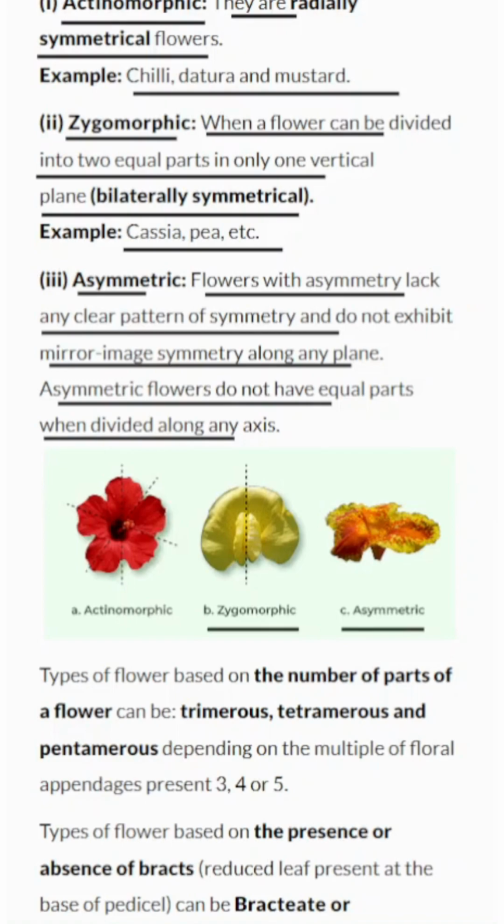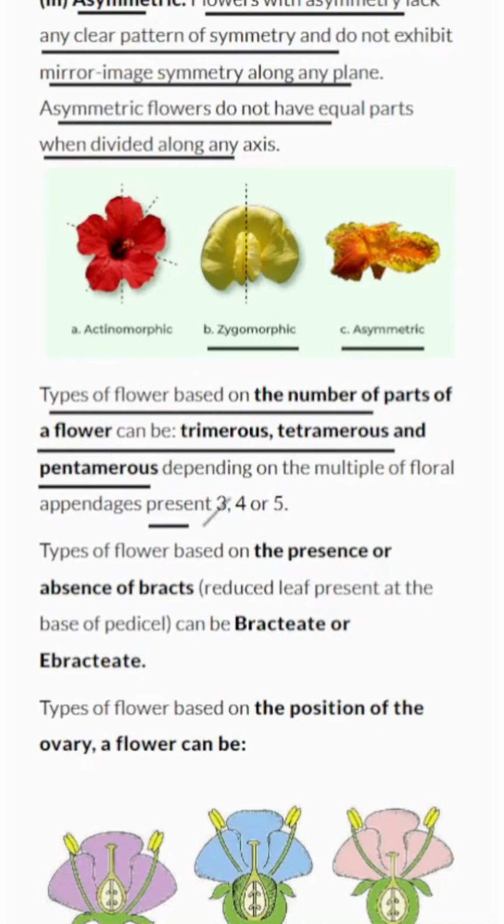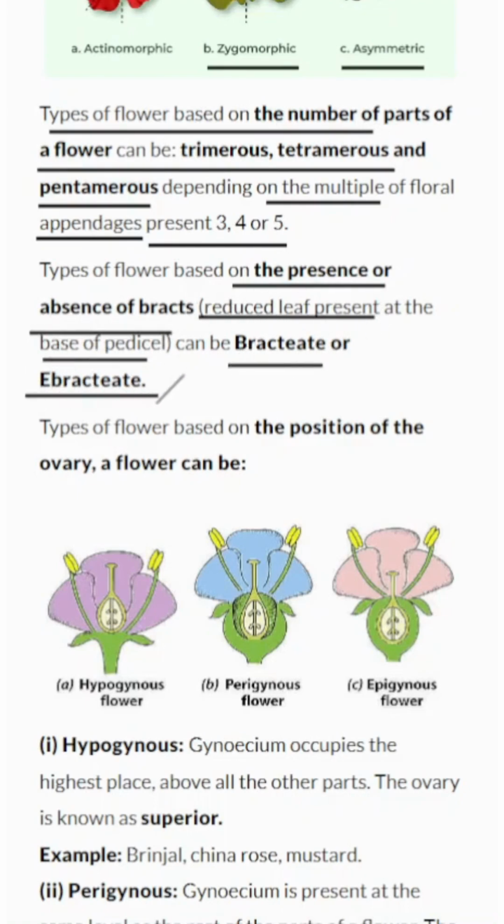Flowers can also be classified based on the number of parts they have, like trimerous, 3 parts, tetramerous, 4 parts, and pentamerous, 5 parts, depending on the multiple of floral appendages present. Another classification is based on the presence or absence of bracts, which are reduced leaves found at the base of the pedicel. Flowers can be either bracteate, with bracts, or abracteate, without bracts.